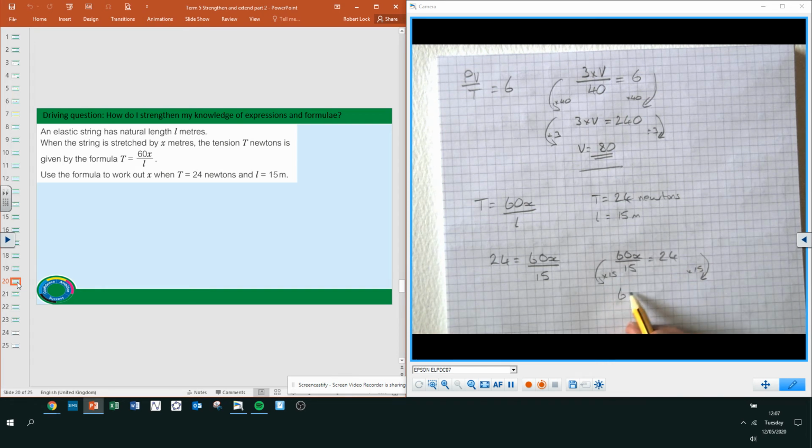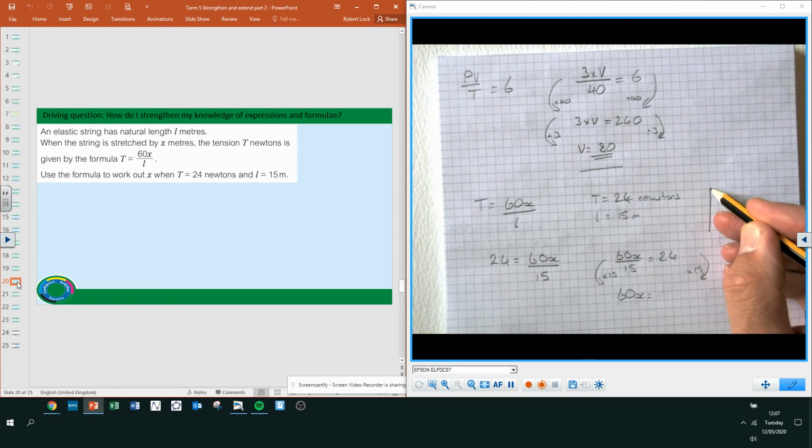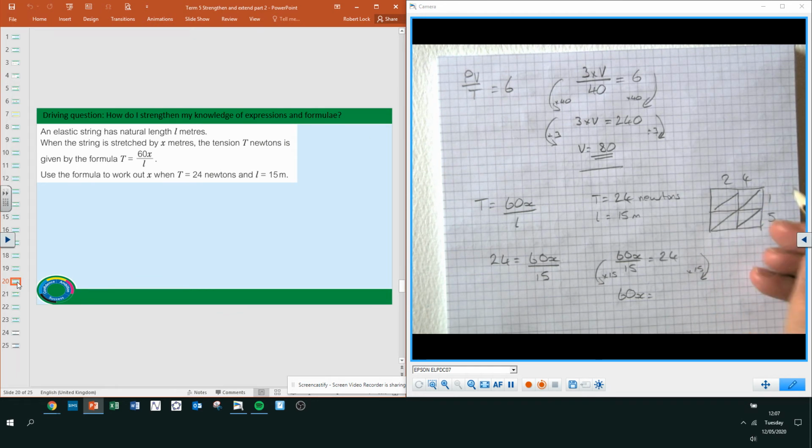So we end up with 60x equals 24 times 15. Napier's bones come to help. So 24, 15, which we've got diagonal lines in as well. 1 times 4 is just 4, no 10s, 4 ones. 2, 20, and 10. Nothing. 4 plus 2 makes 6. 1 plus 2 is 3. Nothing there, so the answer is 360.